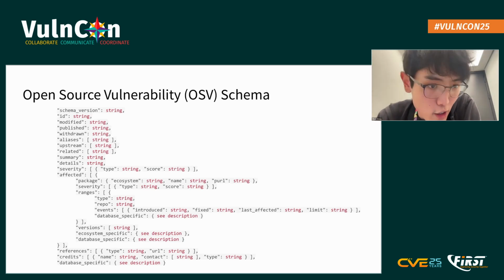Yeah, so the open source vulnerability schema, which I'm going to be talking about, or OSV schema for short, is a JSON schema we created as part of the OpenSSF for describing known vulnerabilities in open source packages. It's a very minimal schema, and as you can see here, we can actually squeeze in the entire schema structure into a single slide.